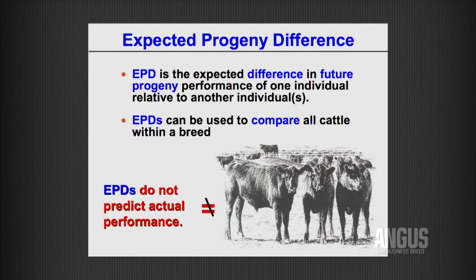EPD, or expected progeny difference, is a prediction of how future progeny are expected to perform for a particular trait. With EPDs, you can make comparisons between animals, or you can compare an individual animal within a breed to a breed average, say, that might be posted on the website.